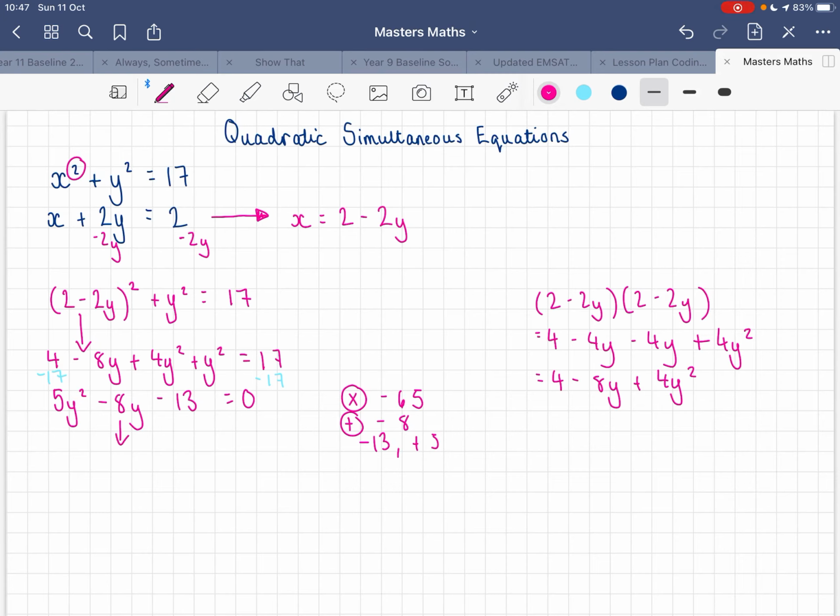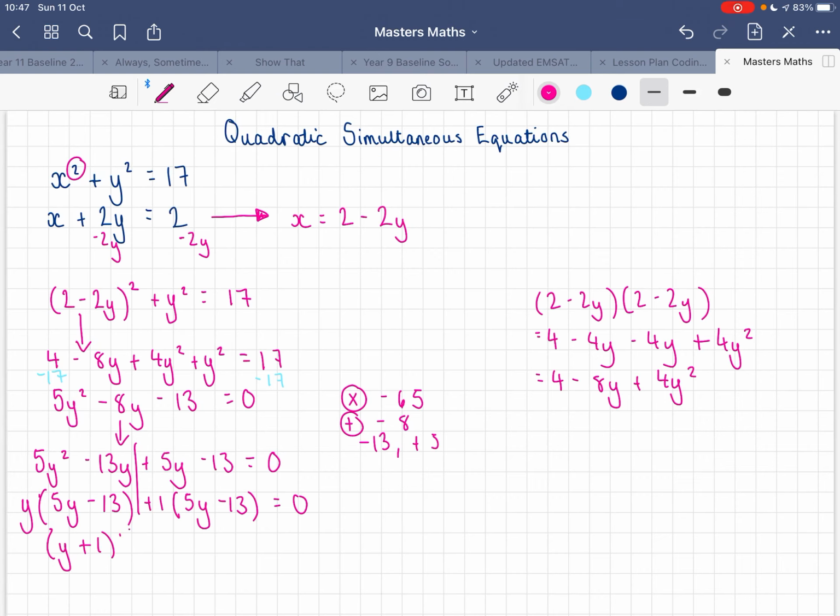So I'm going to split my 8y up into minus 13y and positive 5y minus 13 equals 0, and then factorize each half. So I'm going to take only y out of the first part, so I get 5y minus 13, and then the second one I'm only going to take out 1. The only factor they have in common is 1, and then in the bracket I have 5y minus 13 equals 0. Put it into their separate brackets. y plus 1 and 5y minus 13 are equal to 0, so y is negative 1.